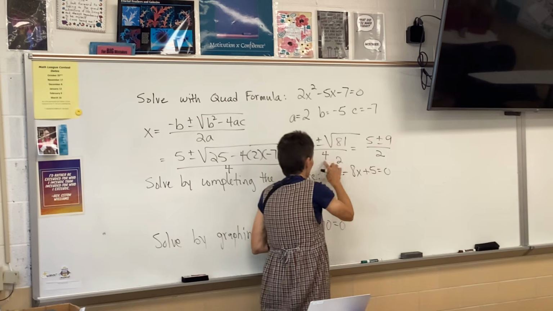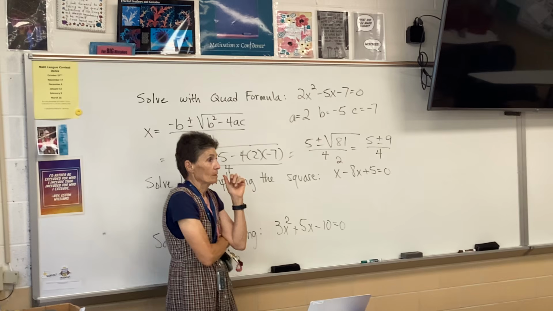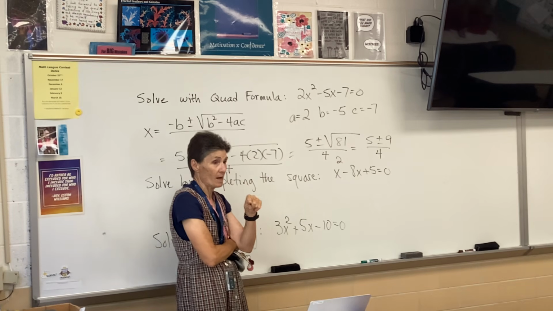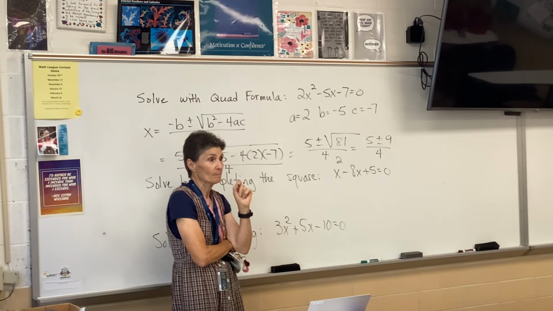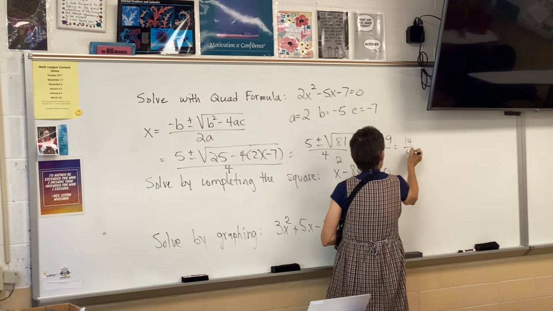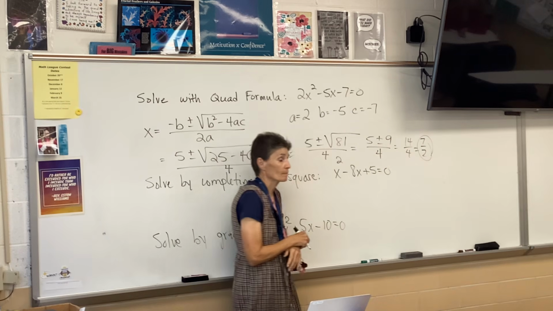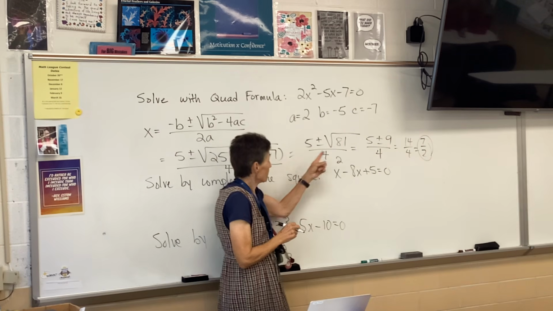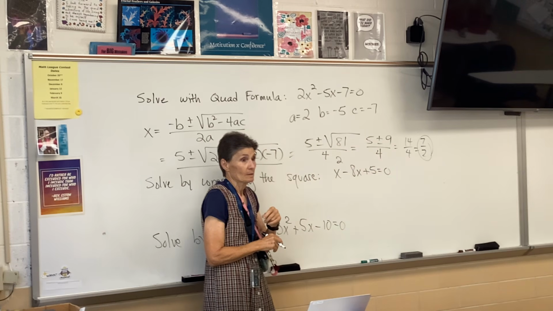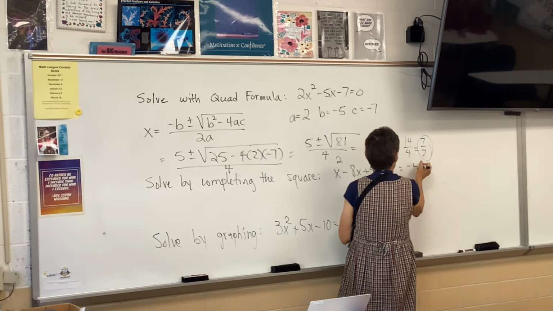And, oops, that's a 4. And I have to figure out both my answers. So 5 plus 9 is 14, divided by 4, 7 halves. 5 minus 9, divided by 4, is -1.